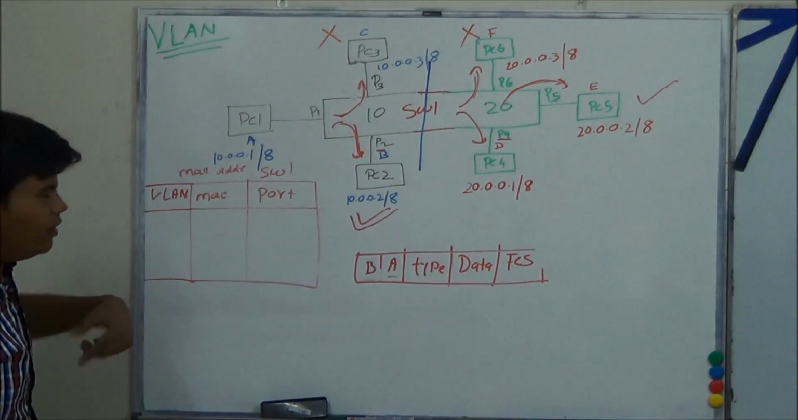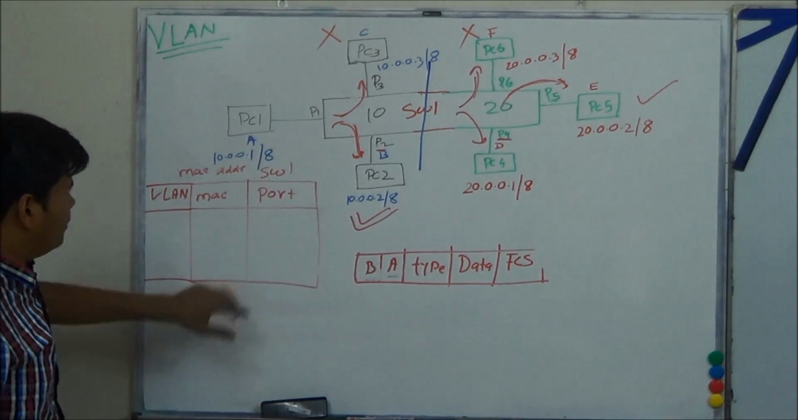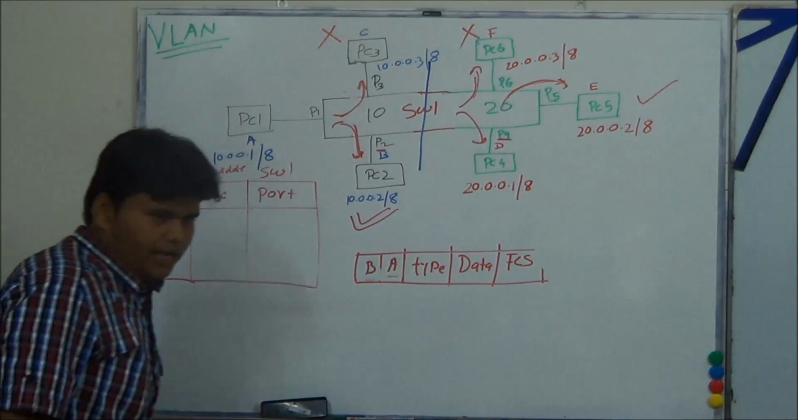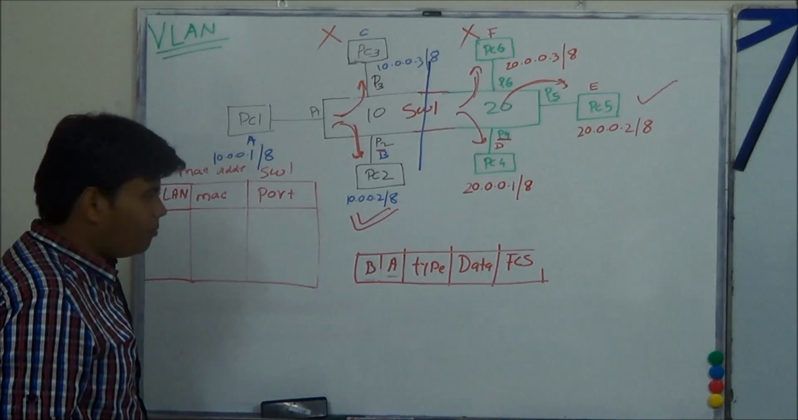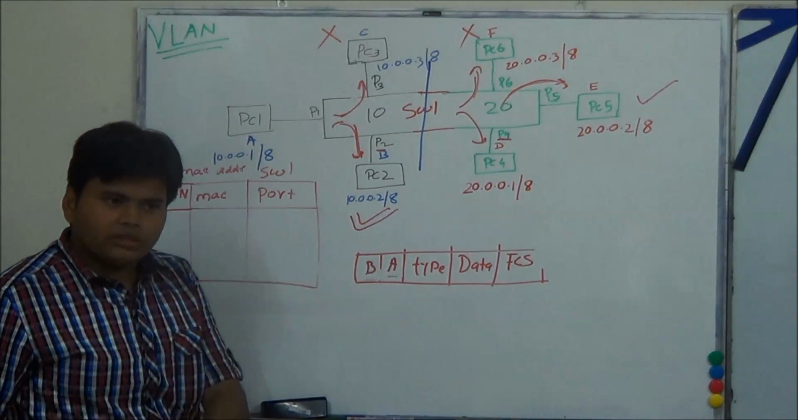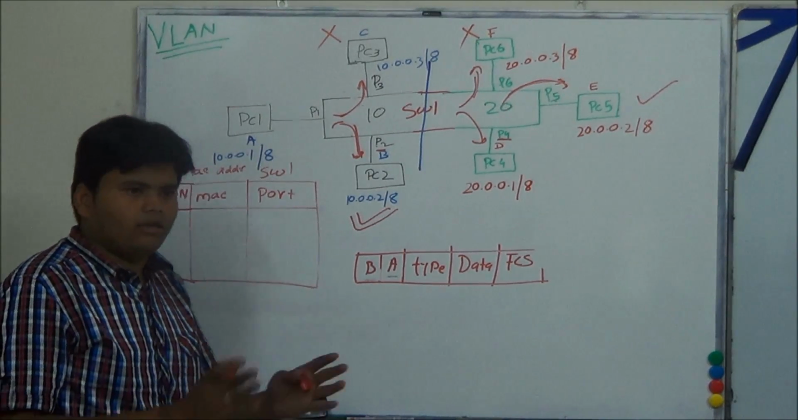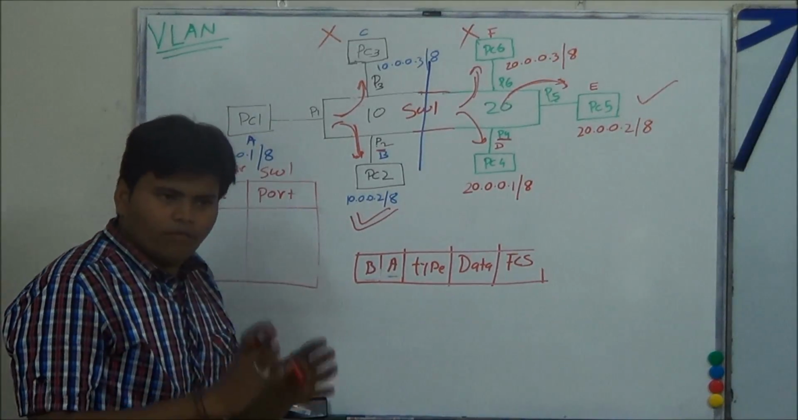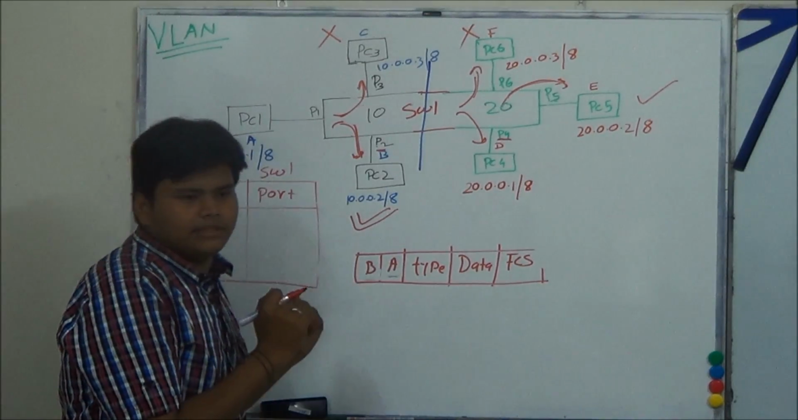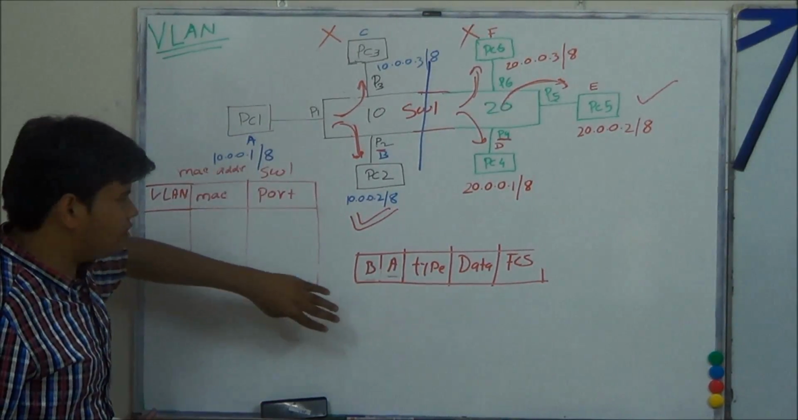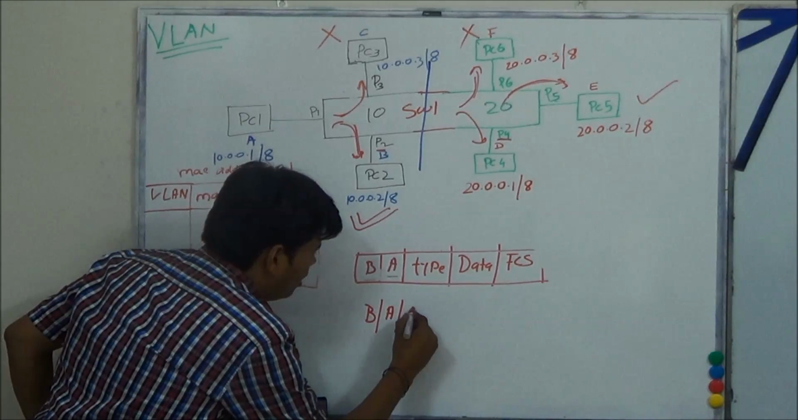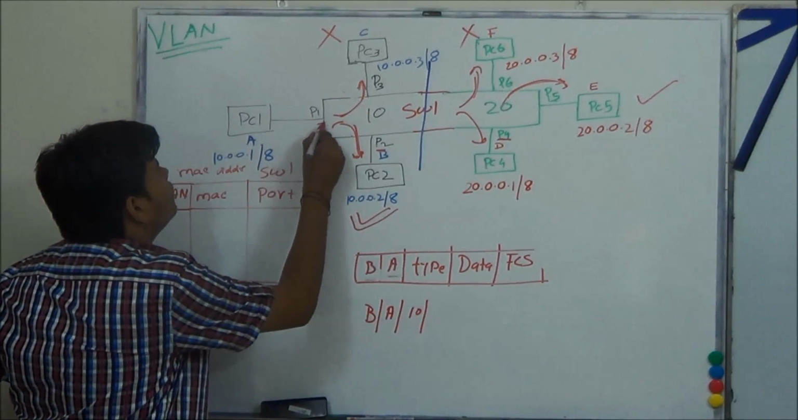So now we are here at port P1. It receives that frame. This is an access port, so it will add the VLAN tag. The VLAN tag is of 4 bytes. Now how will it add the VLAN tag? First, destination MAC address. Second, source MAC. Third field is the VLAN tag of 4 bytes. Now the type field, data field and FCS. Now the frame changes to destination MAC B, source MAC A, VLAN tag 10, because this port is in VLAN 10.